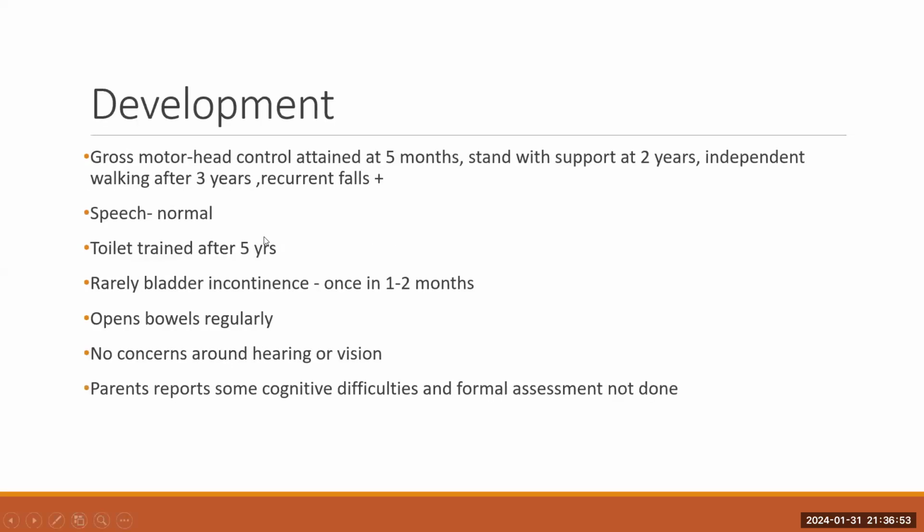Moving on to the development of the child. Gross motor: he attained head control at 5 months, stood with support at 2 years, and walked independently after 3 years. There is a history of recurrent falls. Speech and vision were normal. Toilet trained after 5 years, with rarely some bladder incontinence once in 1 to 2 months. He opens bowel regularly. No concerns around hearing and vision. Parents report some cognitive difficulties, but formal assessment is not done.